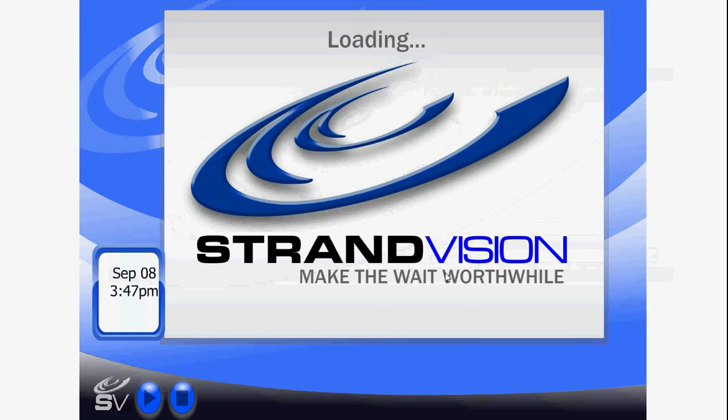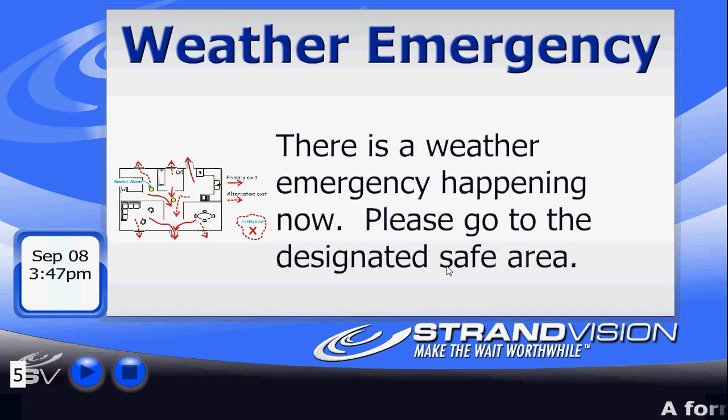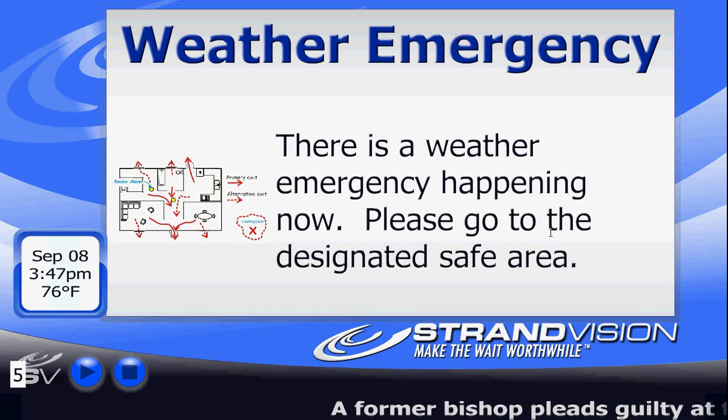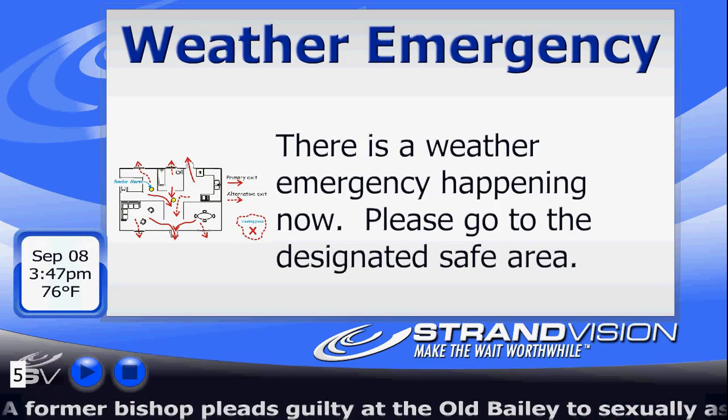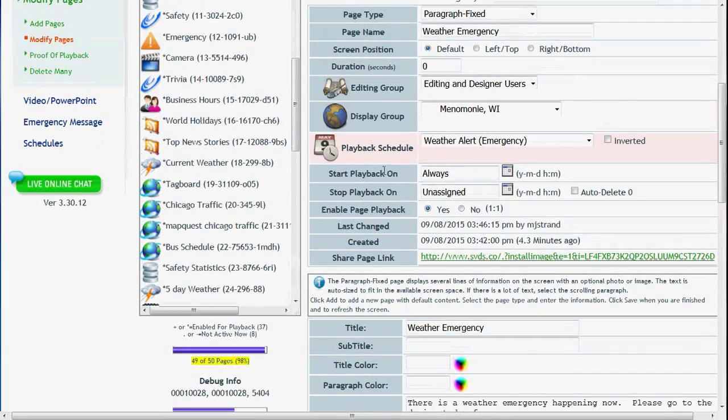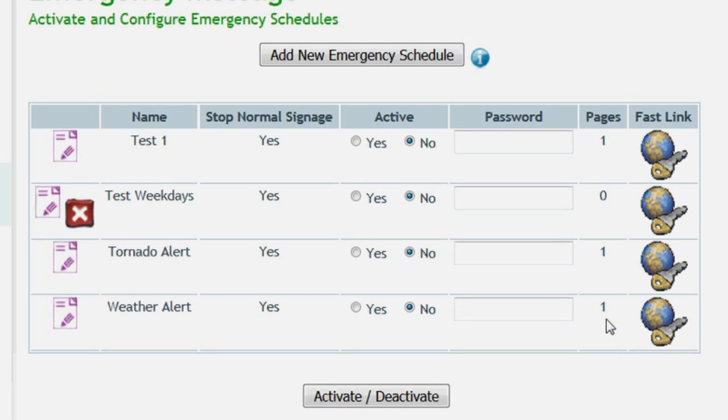You can preview the page even if it's not currently active. And if you have more than one page, you can advance through just like normal. If we scroll up, you'll see that the playback schedule is pink, showing that this current emergency is not active. When you're ready to activate the emergency, you click on Emergency Message. Now you can see that there is actually one page assigned. We can activate it. Click Activate, Deactivate.